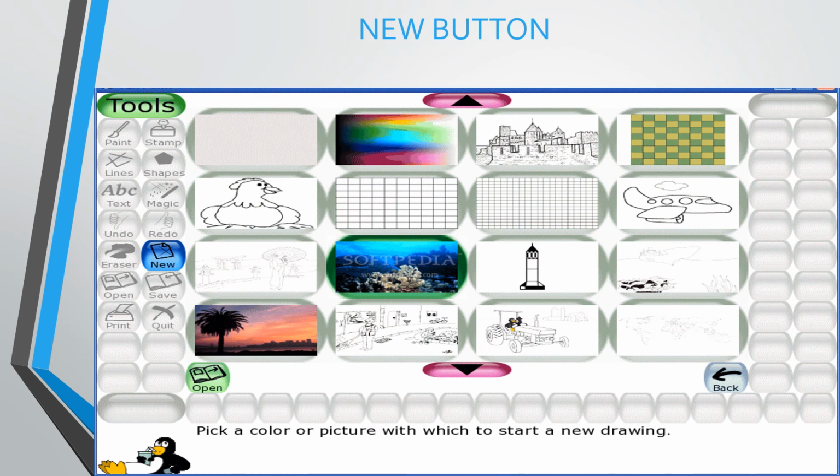New button. The new button is used to make a new picture. Like when you have finished any kind of drawing and if you want to draw something new, so you want to get a new screen. So then press on the new button, and the new screen will appear.